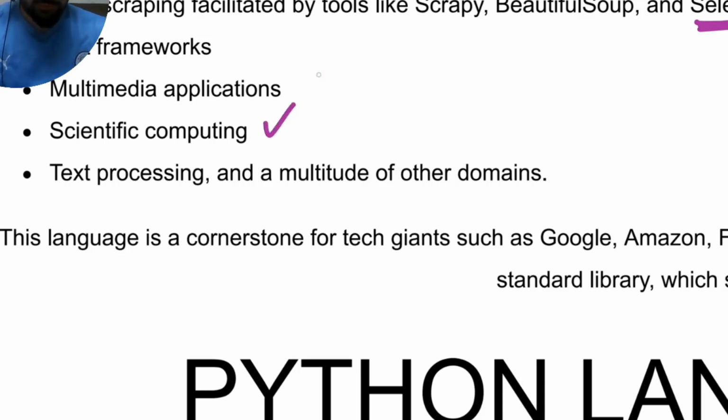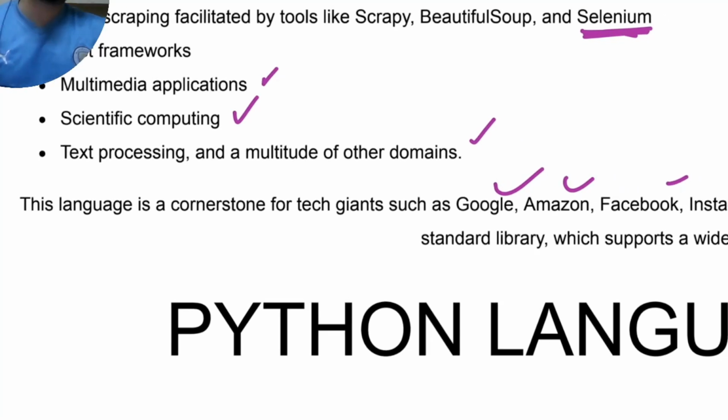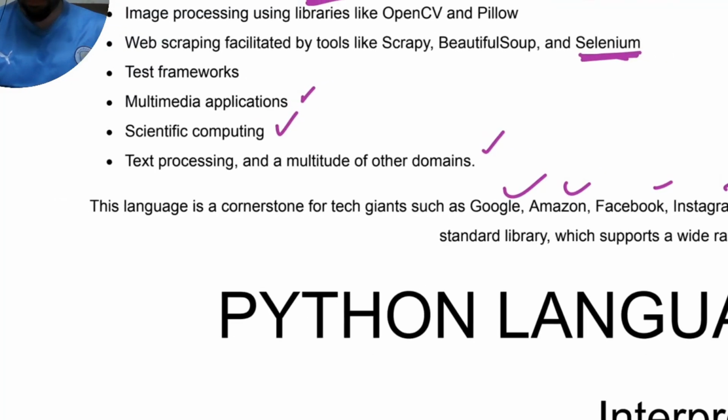So it's used in scientific computation, multimedia applications, text processing, and multiple other domains. This language is a cornerstone for tech giants like Google, Amazon, Facebook, Instagram, Dropbox, Uber, and many more. I don't think there is a company which does not speak Python. Right now, when I'm working, I'm also mostly working in Python.